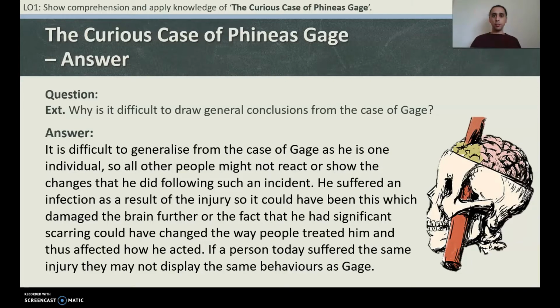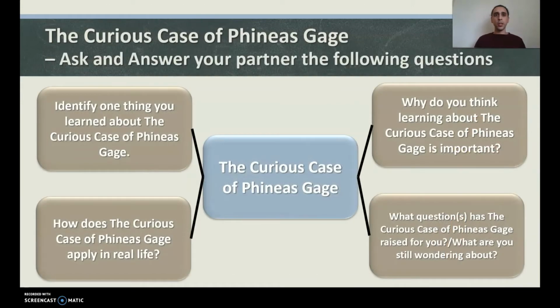Yes, that's true. So it's difficult to draw conclusions from a case study of one person, Phineas Gage. It's difficult to generalise the findings. So, identify one thing you learned about the curious case of Phineas Gage. What was one thing you learned? Why do you think learning about the case of Phineas Gage is important?